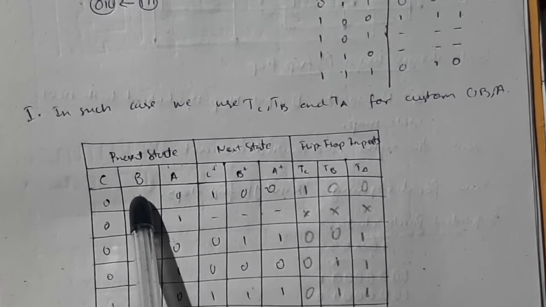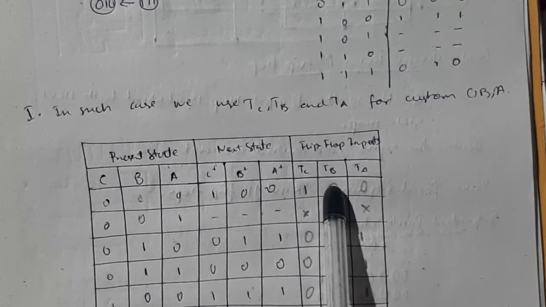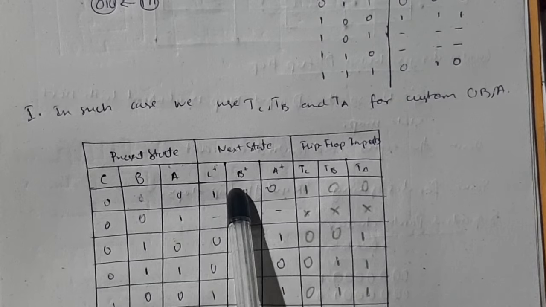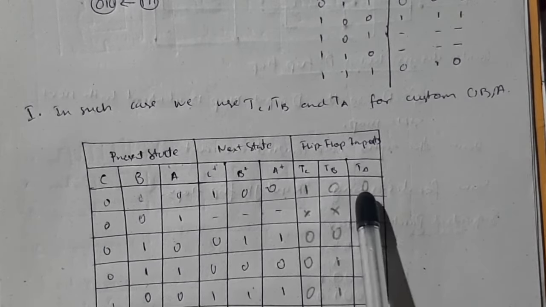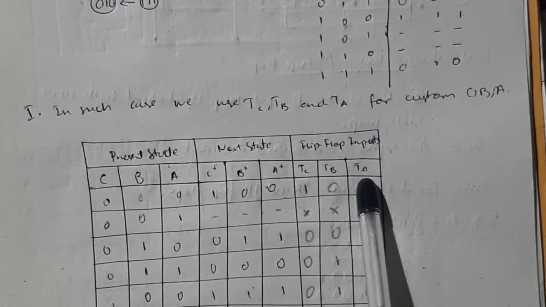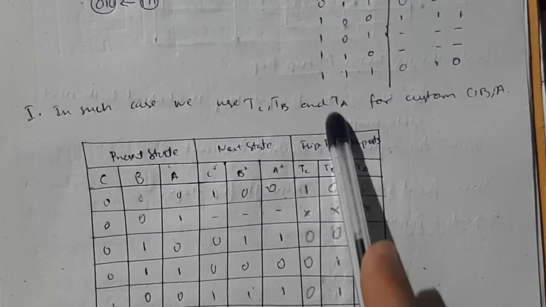Then the next one, B is 0, B is 0 only, means toggle is 0, means if toggle is 0 then changes won't happen. Then for A is 0, here also A is 0, that means the toggle flip-flop is off, 0. Okay, like that. If it is not given, you should put XXX. After doing all this, that's your second step.